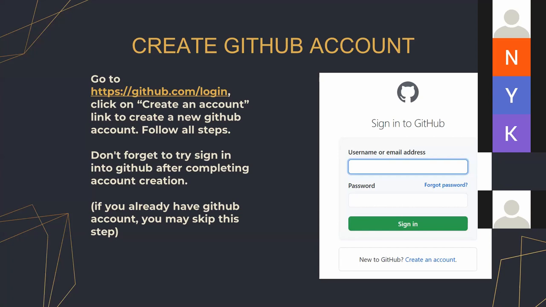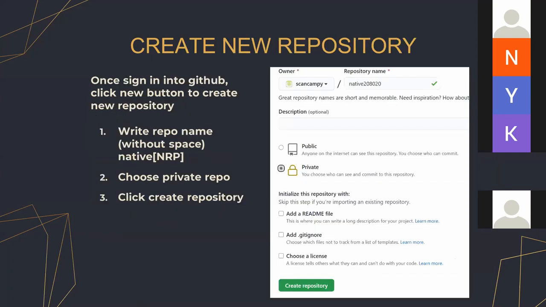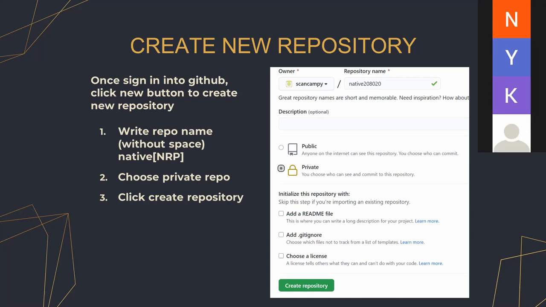If you're done or already have it, you need to sign in, and you need to create a new repository. Name it Native NRP. Look at my screen now. You will see it. Find the New button and click it, and then in the repository name, type in Native, followed by NRP. On the left side, there is the owner, which indicates that this repository's owner is this username.